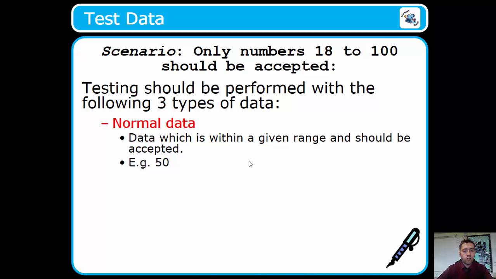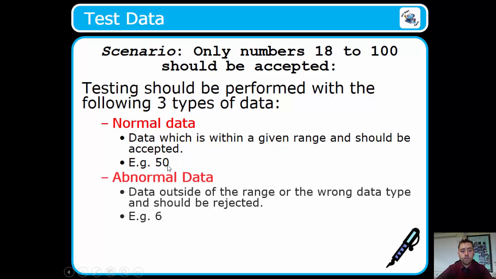When you're doing the testing, there are 3 different types of test data that could be used. So if we use this scenario as an example, we're only allowed numbers 18 to 100, maybe it's somebody's age or something like that. So when you're testing this to check that this validation works, you need to use 3 different types of test data. So normal data is something that should be accepted. So a number between 18 and 100 that's usually in the middle, so maybe 50.